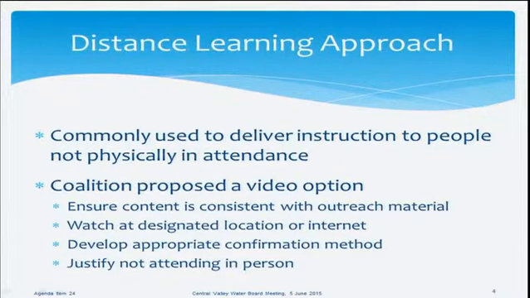Distance learning approaches are commonly used to deliver instruction to people not physically in attendance. The East San Joaquin Coalition proposed a video option so growers can still receive information even when they're unable to attend outreach events. The coalition would ensure the video content is consistent with the information provided at outreach events. The growers would watch the video at a designated location or on the internet, and the coalition would develop an appropriate confirmation method to ensure that growers are receiving the necessary information. And growers would then explain why attendance at an actual outreach event was not possible.